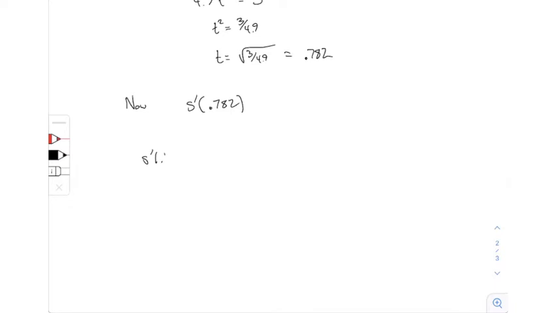s prime of 0.782. It is the limit as h goes to 0 of s of a plus h, where a is that weird number, 0.782 plus h, minus s of 0.782, divided by h, right? And now we do basically the same business that we did in part A, right? You just plug into the function here. s of 0.782 is going to be, sorry, I'm going to write my limit first.